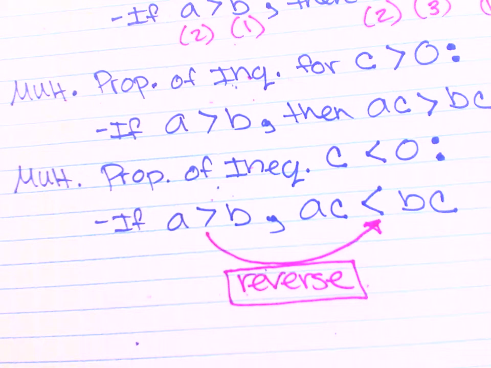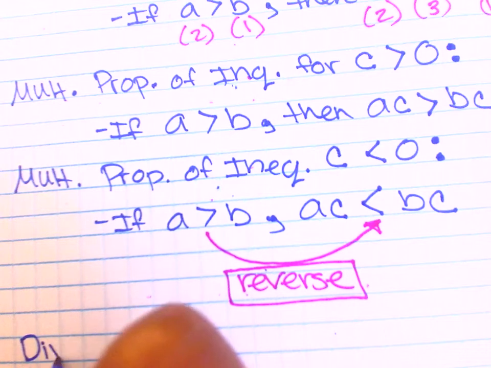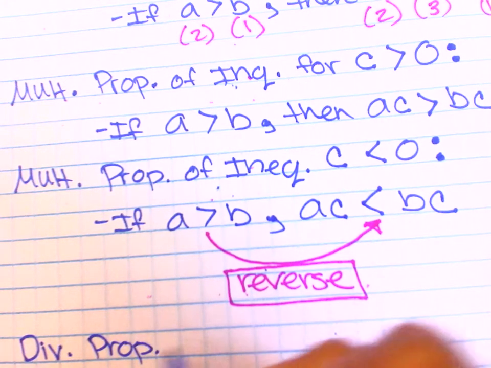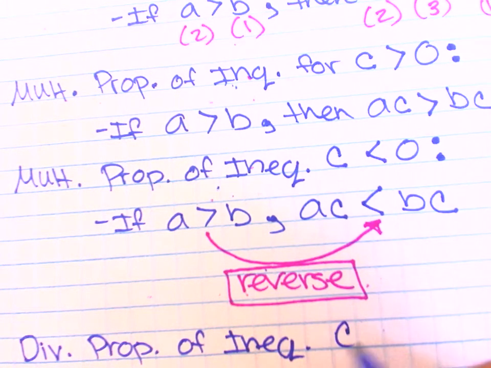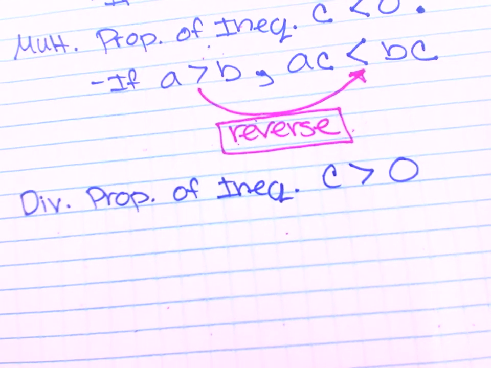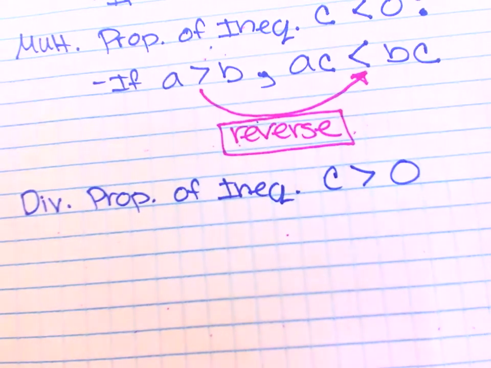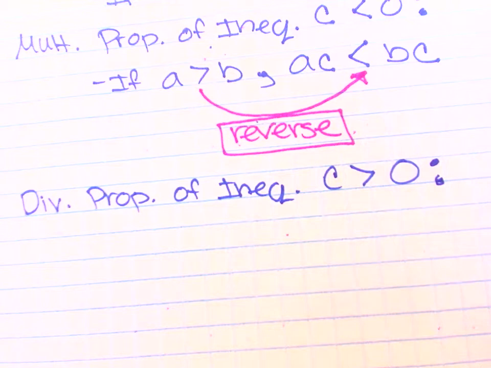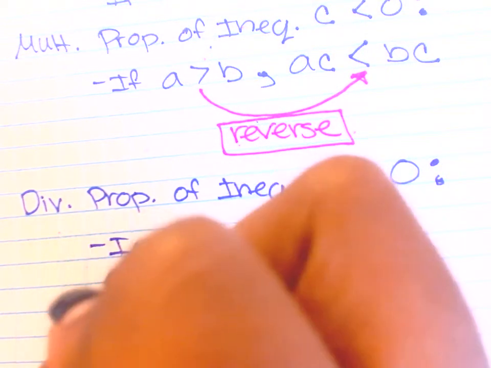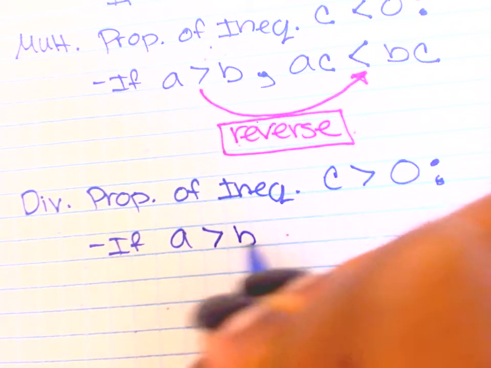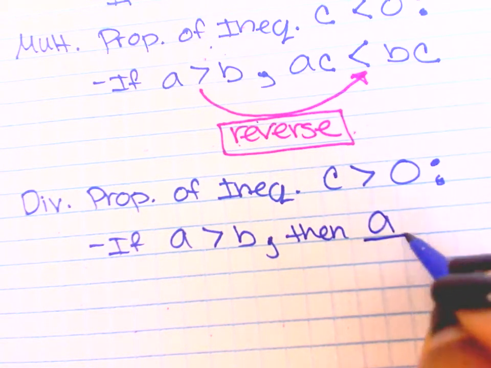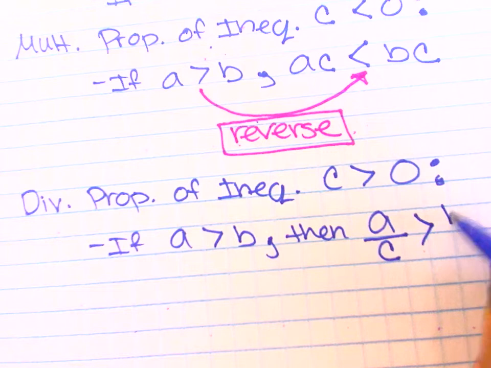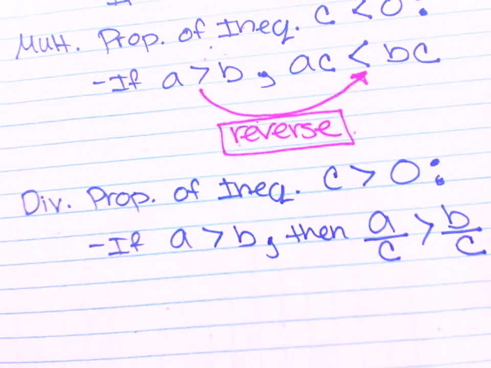Lastly, our two division properties. The division property of inequalities when C is greater than 0. The division property of inequalities when C is greater than 0 states if A is greater than B, then A divided by C is greater than B divided by C. It's a division property.